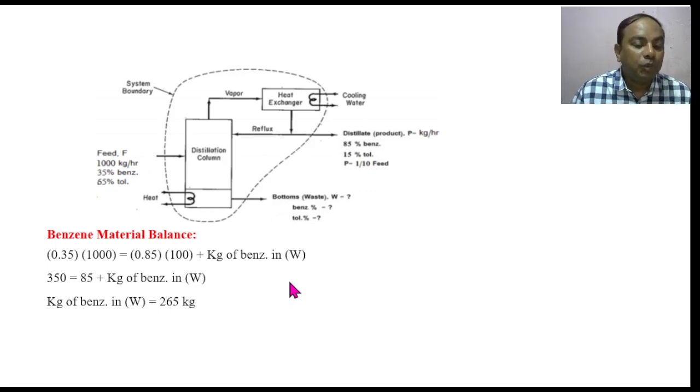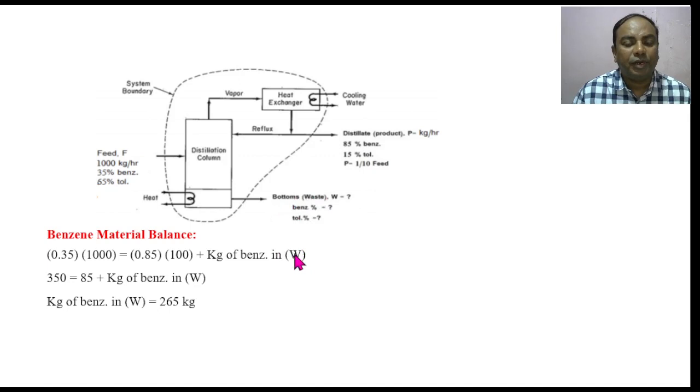Similarly, we can do the material balance calculation on toluene. This was the material balance calculation on benzene. The benzene calculation we have performed comes out to be 265 kg of benzene, which is present in the waste.